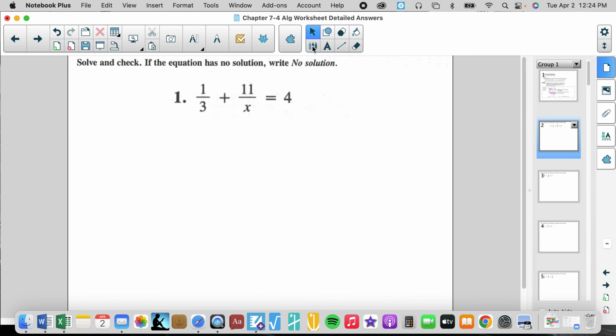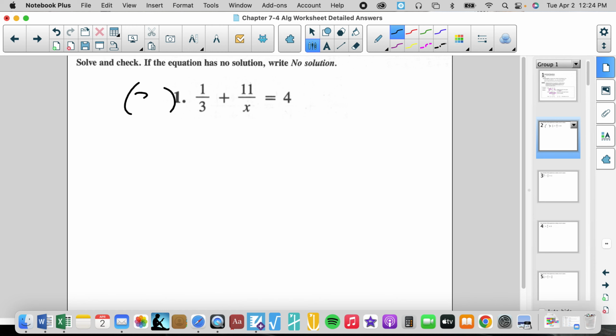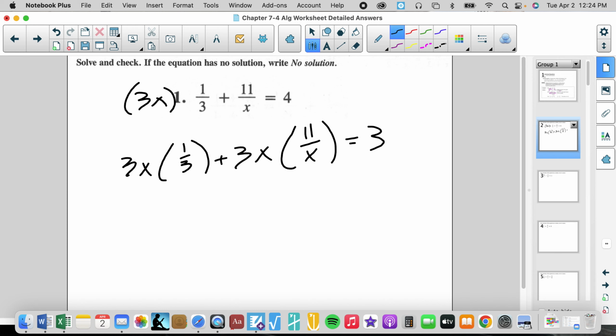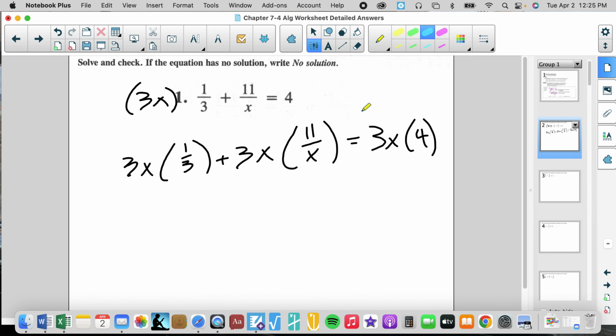We're going to look at the denominators. We're going to multiply everything times 3x. And so we have 3x times 1/3 plus 3x times 11 over x equals 3x times 4. Each of those pieces are coming from here, 1/3. We have our 11 over x, and then we have our 4. So we find that common denominator, and we're going to multiply it by everything.